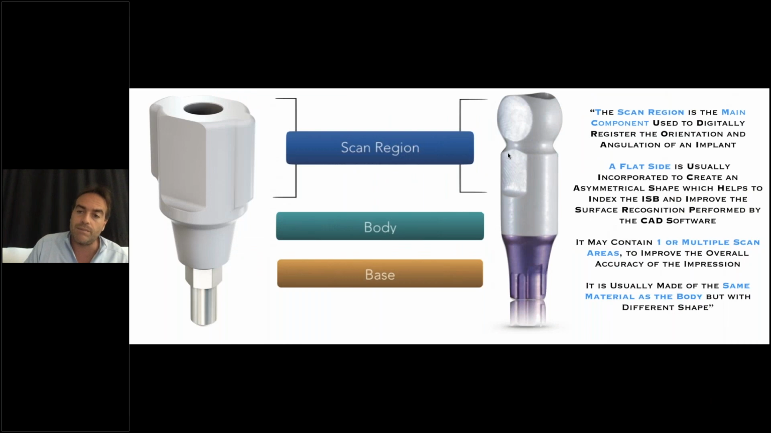And the scan body is mainly made of these 3 different regions. We have the scan region, which is usually on top and is where all the information is, and we need to carefully detect all of this information. Then we have the body, which will help the lab technician to do the best fit, and I will explain to you what the best fit is. And then we have the base, which is engaging with our implant.